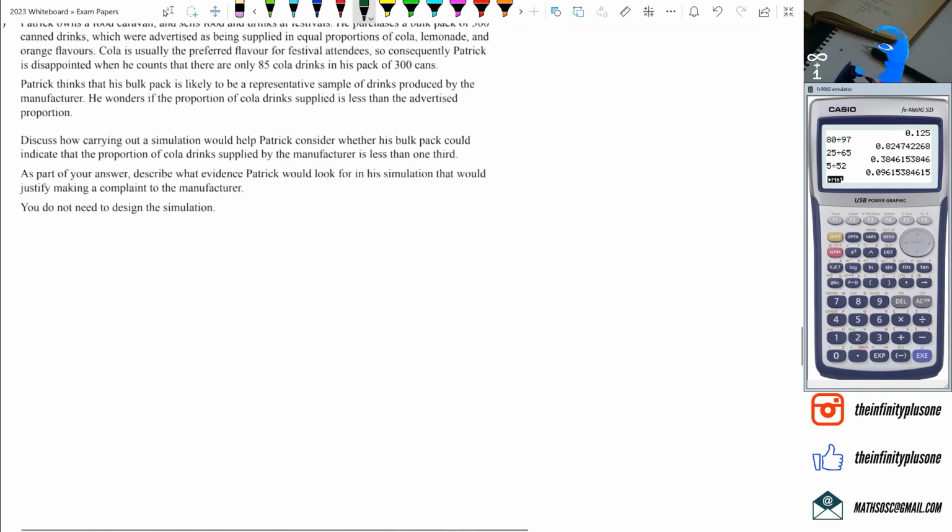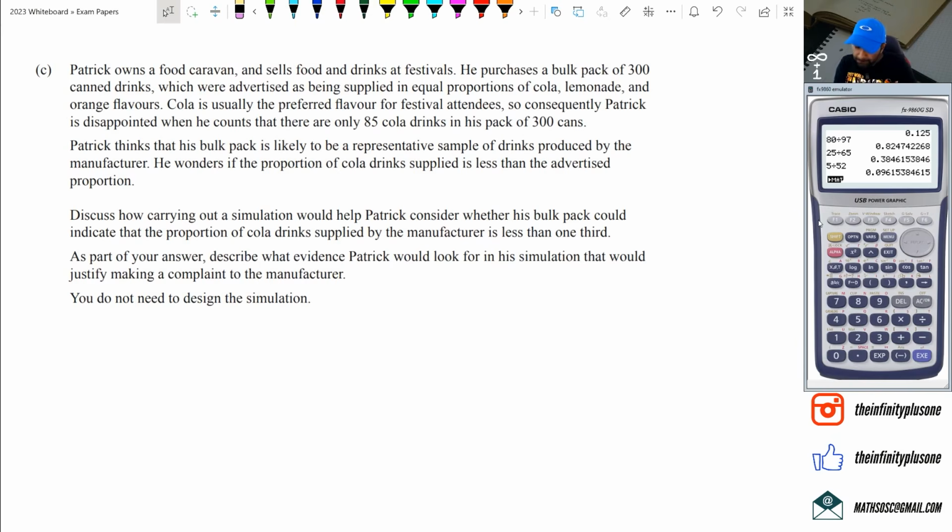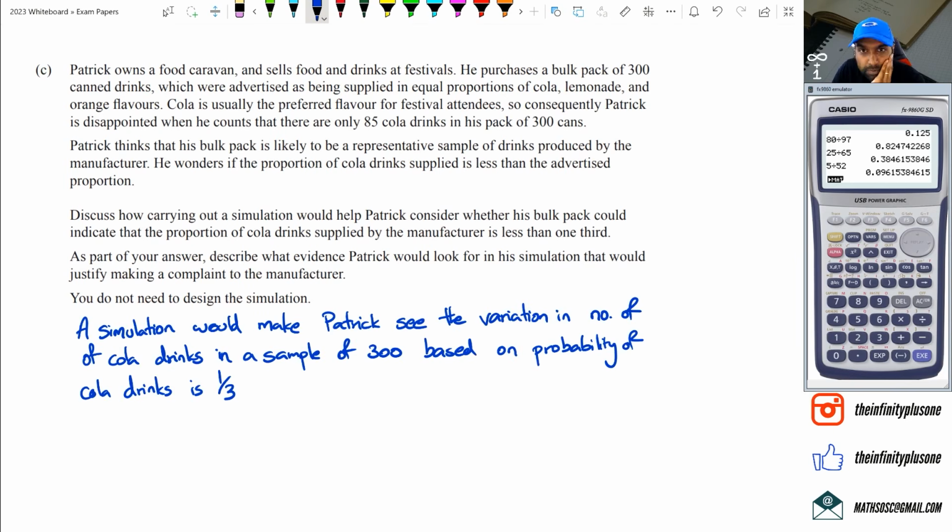Cool. Next question. So with this question, there's not really much to it apart from how you would actually run the simulation, but they actually say not to design the simulation. And I guess what's the purpose of the simulation, right? I guess the first thing we can talk about is, I'll actually write this down first, and then I'll talk this through.